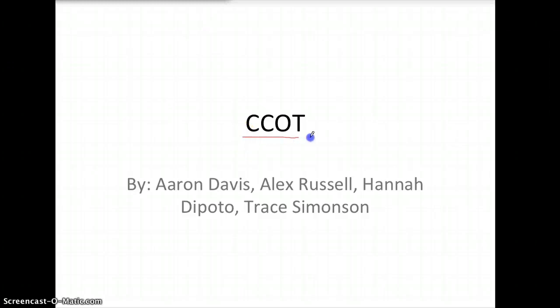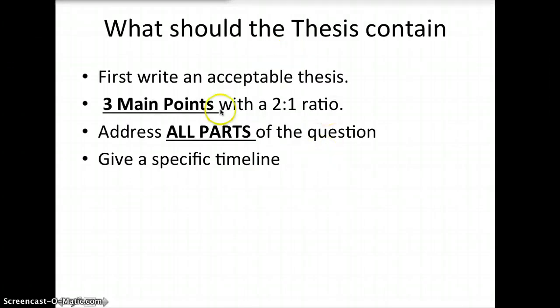Okay, this is CCOT, a change in continuity over time. Now what we're going to be talking about first is an acceptable thesis. An acceptable thesis needs three main points. It needs to be a 2-to-1 ratio. So we're going to have two changes and one continuity, or vice versa.